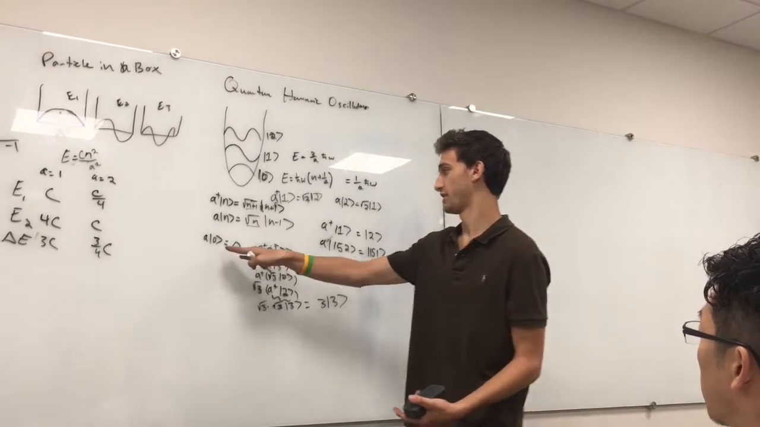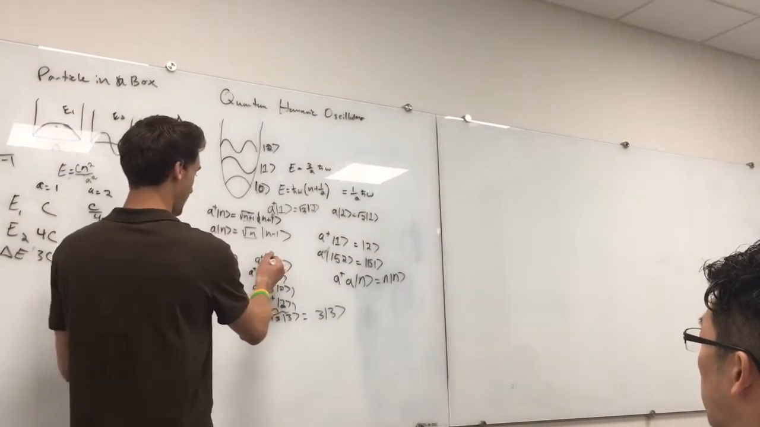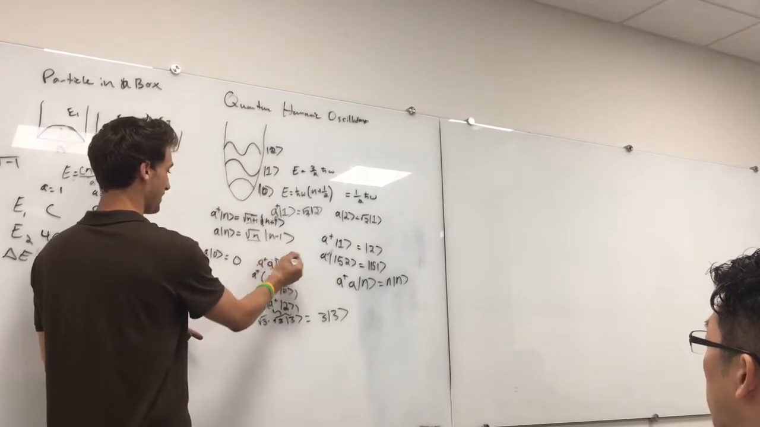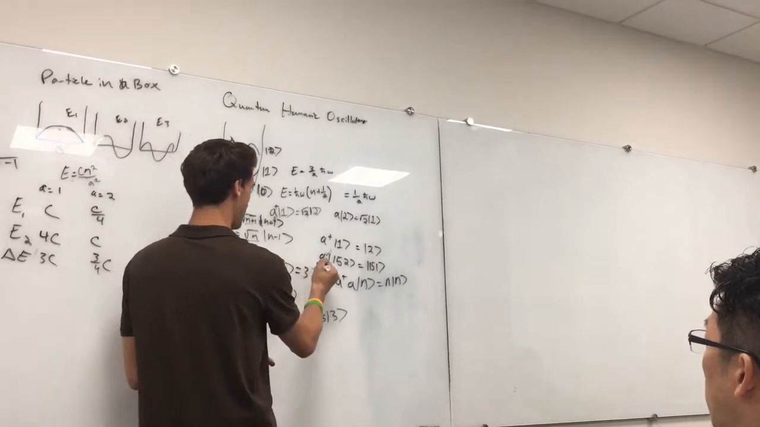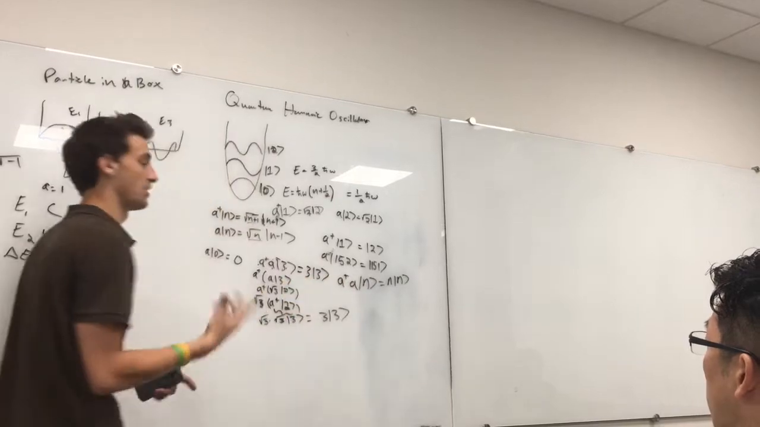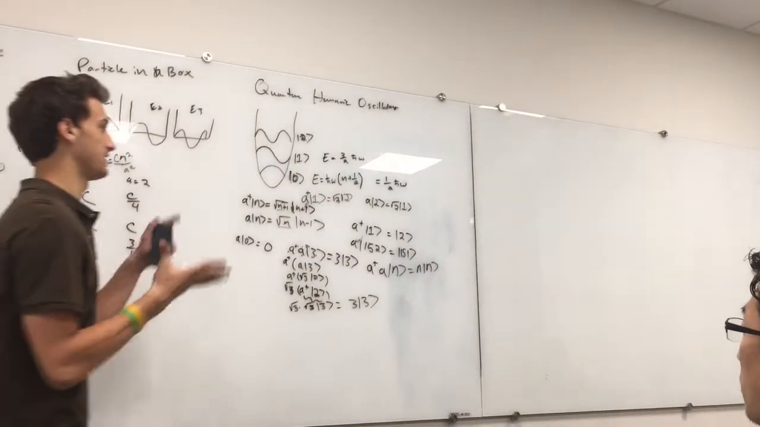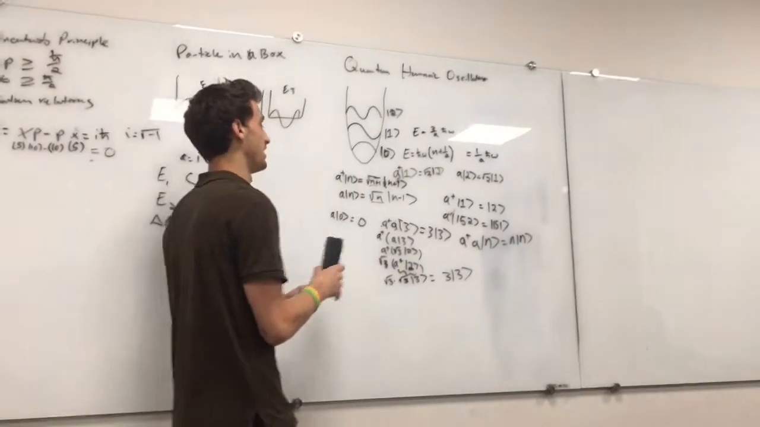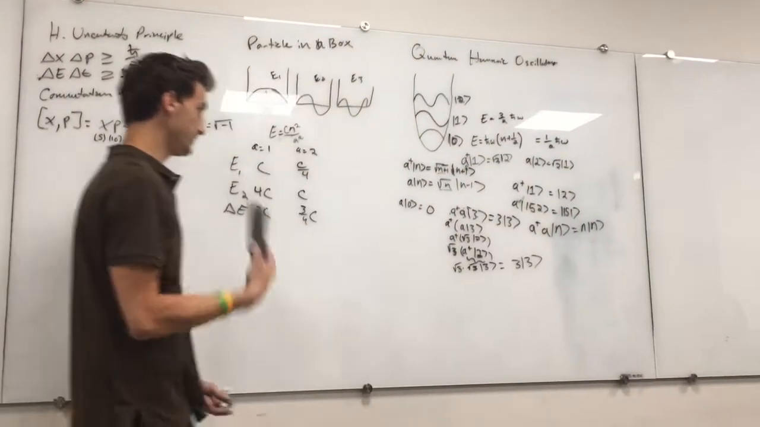Just as we saw here, we did the lowering operator, raising operator, acted on state 3 and got back 3, 3. So it tells you the number of the state. And like we said, there's this abstract notation that the number operator equals this.